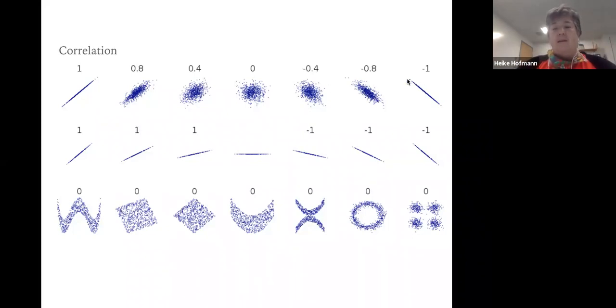And with a -1, we've got a perfect negative relationship between X and Y. So essentially Y is equal to some negative X plus something. That is a perfect negative relationship, so with a correlation of -1.